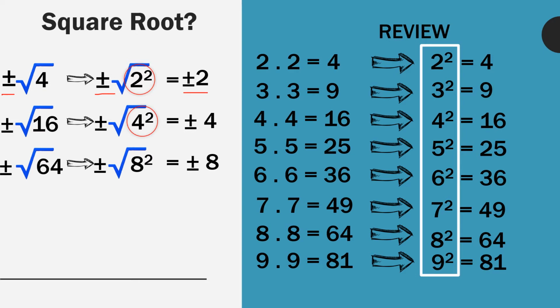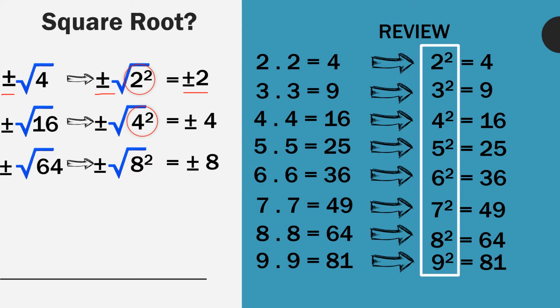Okay, another example, you have the square root of 64, or the positive and negative square root of 64. It can also be written in the form of the positive square root of 8 squared, since 64 and 8 squared are equal, and the result is positive and negative 8. Question is, how did we get that?